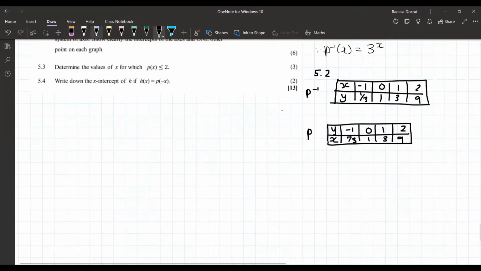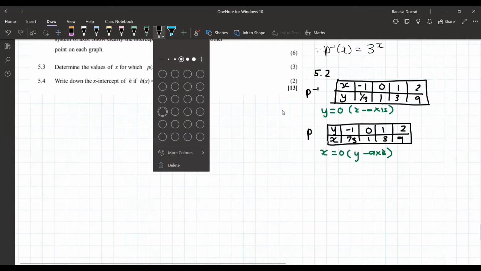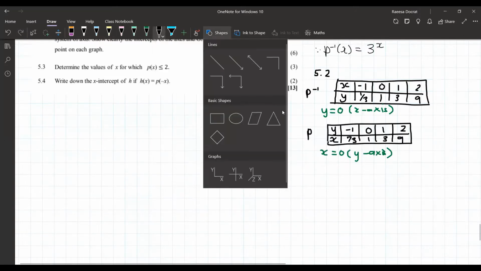In terms of the asymptote, we know that for an exponential graph, it has an asymptote at y is equal to q. The q value here is 0, so it's y is equal to 0, which is the x-axis. So the x-axis is the asymptote. For p, which is the inverse, we swap it, so it'll be x is equal to 0, so it's the y-axis. Whatever belongs to x in the original graph now belongs to y. Let's go ahead and plot it.